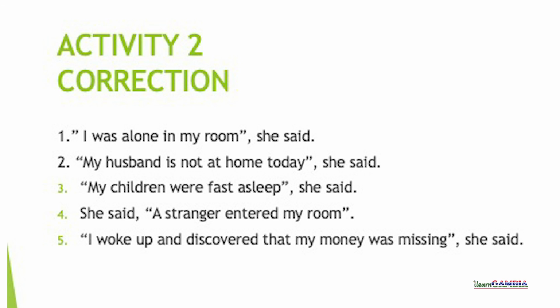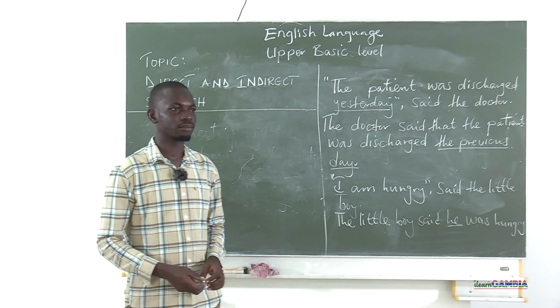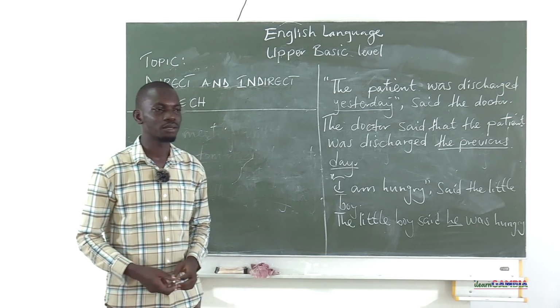Good. So you can see how they are changed. Now you compare your answers to these and see if they are the same. I was alone in my room, she said. My husband is not at home today, she said. My children were fast asleep, she said. She said, a stranger entered my room. Okay. Number 5, I woke up and discovered that my money was missing, she said. So these are the corrections, and check them against your work. If you have any different answer, you can change it.